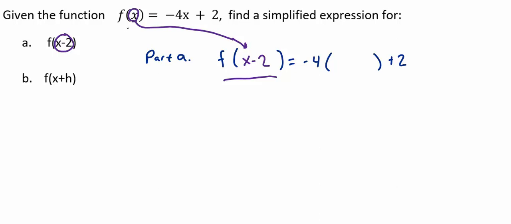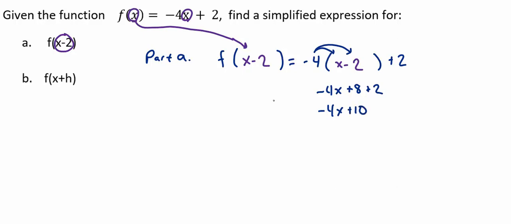But since I replaced x with the quantity x minus 2, I must also replace this x with x minus 2. So it's always the case what goes in this blank also goes here. Now, since they wanted my expression to be simplified, I will distribute the negative 4 to both terms in the parentheses. I would get negative 4x. Negative 4 times negative 2 is positive 8. And then simplifying further, I get that 8 and 2 makes 10.